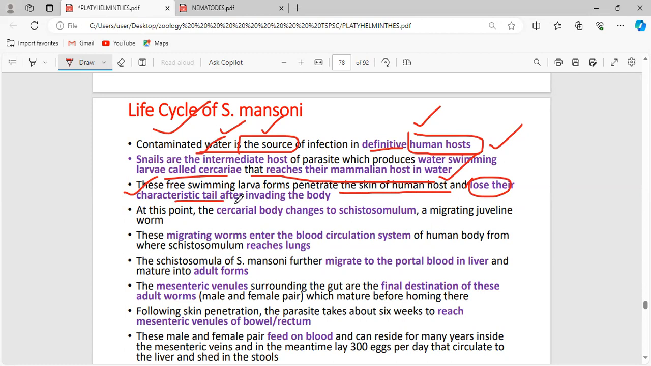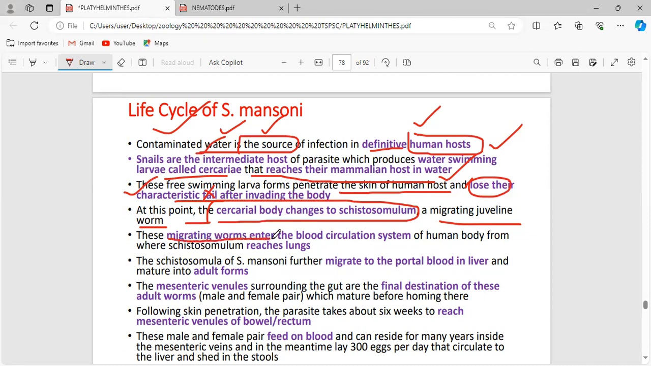Once it reaches the human body, there is no purpose for the tail, so the tail will be lost. Also the trilaminate layer of the plasma membrane is replaced by what? The mature tegument. At this point, the cercarial body changes to the schistosomulum, a migrating juvenile worm. Juvenile worm means the larval stage, the young ones.